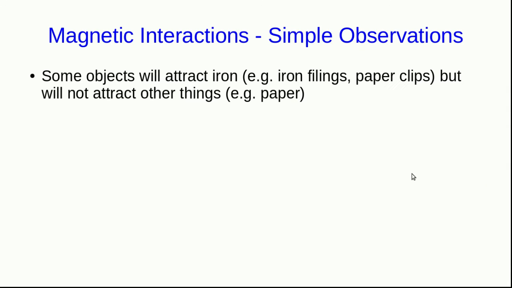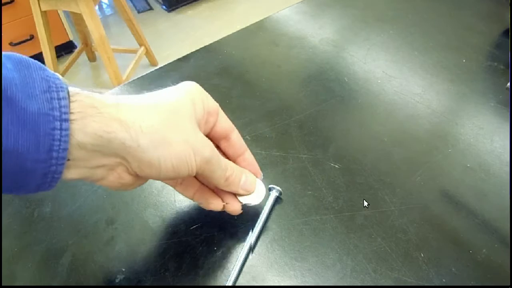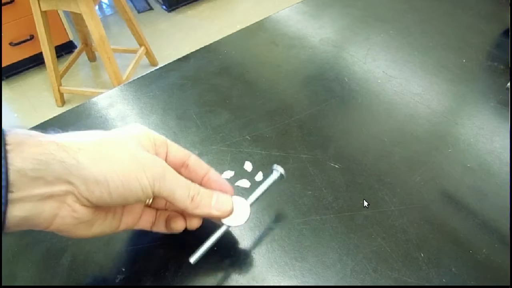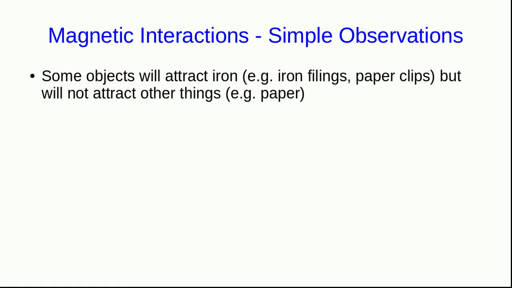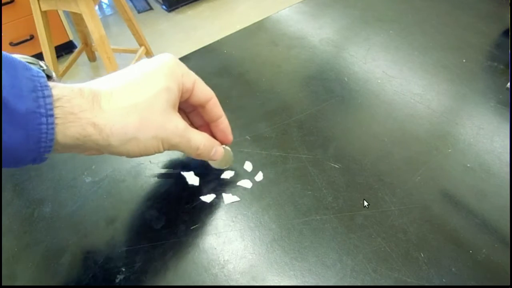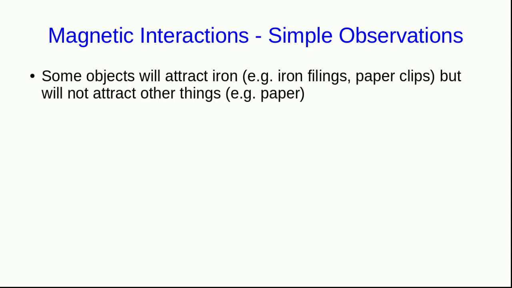We'll start off with the very simple observation that there are some objects which will attract iron objects, such as iron filings, paper clips, nails, bolts, and so on. But these same objects will not attract other things, such as paper. The fact that they won't attract paper tells us that this is not an electric interaction, it's something new. This is a magnetic interaction, and we'll call these objects magnets.